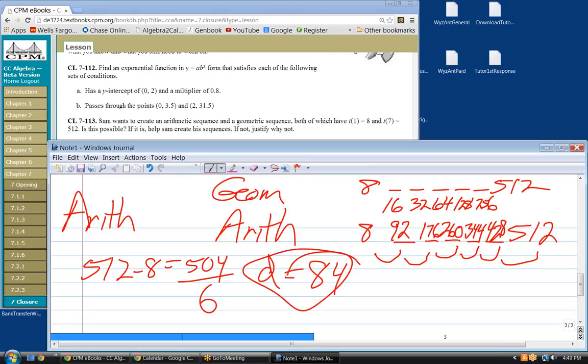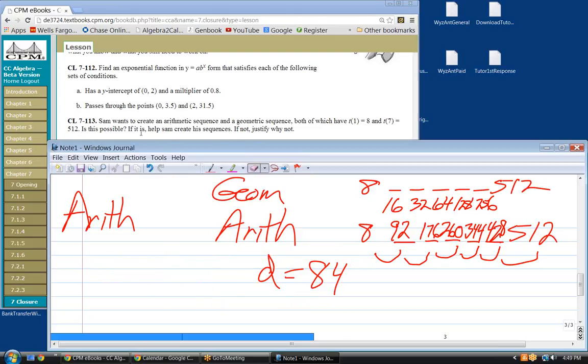And that works. So it is possible on this problem to create both of these sequences. We just did it. Now, maybe there's a nicer way to do it. There are a couple of formulas that apply to arithmetic and geometric sequences. Have you gone over them? Do you want to go over them? They're called the nth term formulas. This one.